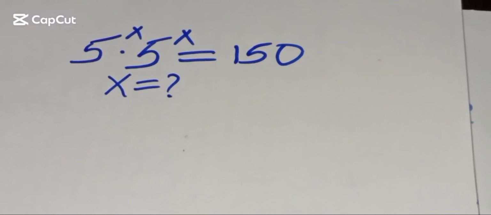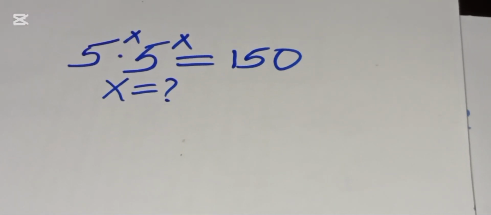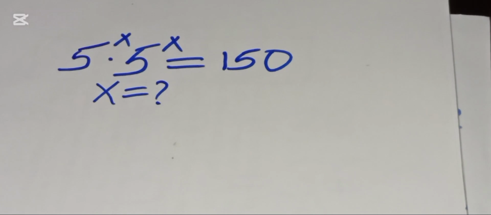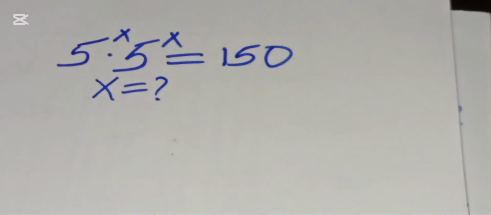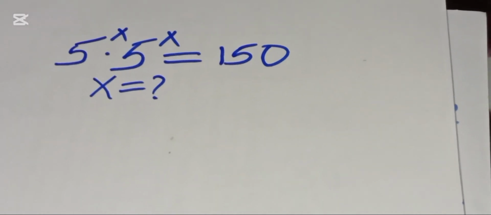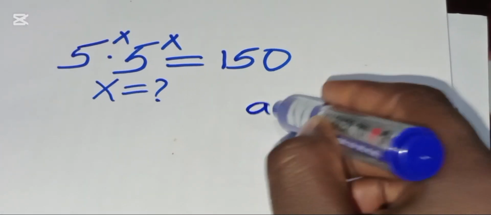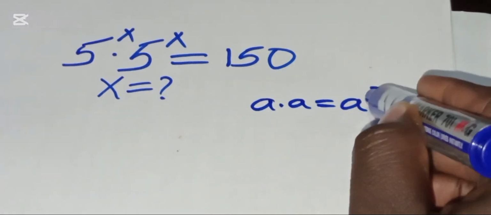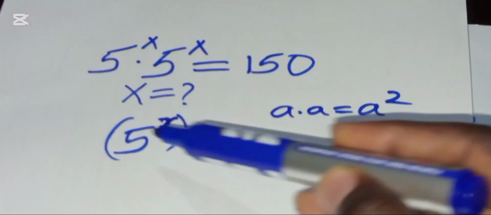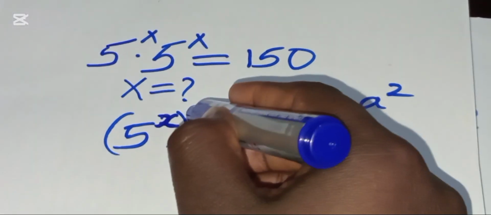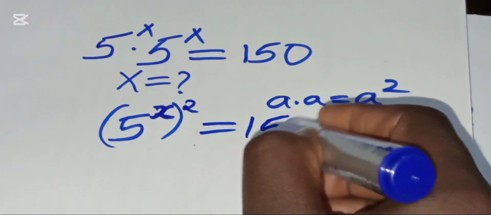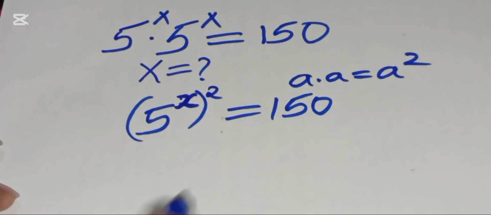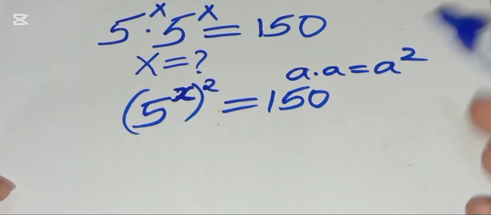Hello everyone, let's solve this exponential equation. We have 5 raised to power x multiplied by 5 raised to power x, which is in the form of a multiplied by a, essentially a squared. So we can write this as (5 raised to power x) raised to power 2, and this is equal to 150.